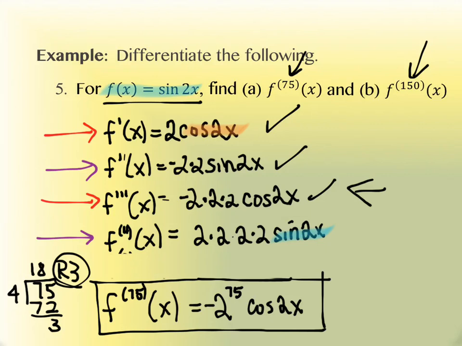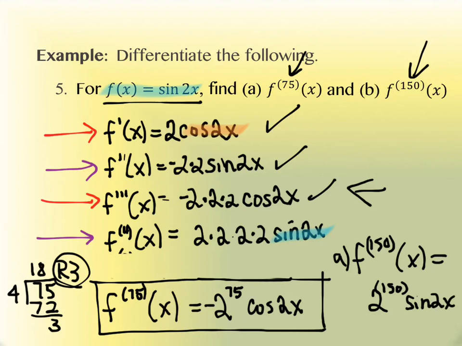Let's see if we can apply it with the second part of this question, part B, which is the 150th derivative of f. We'll just say that. All right, to start with, 2 to what power? What do I get? 2 to the 150, very good. I'm looking at an even number, so am I going to get a sine or a cosine? I'm going to get a sine.